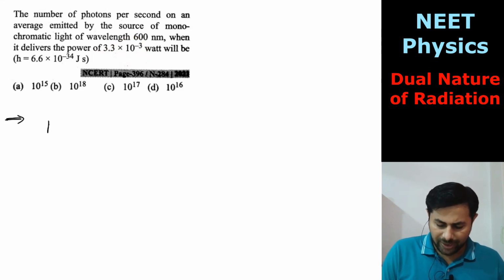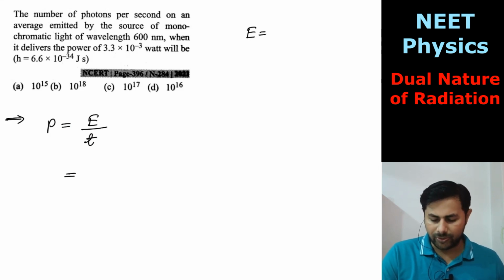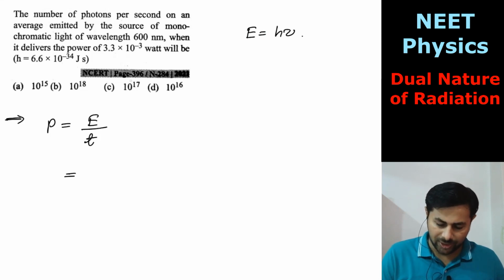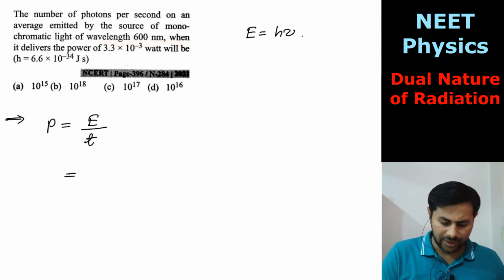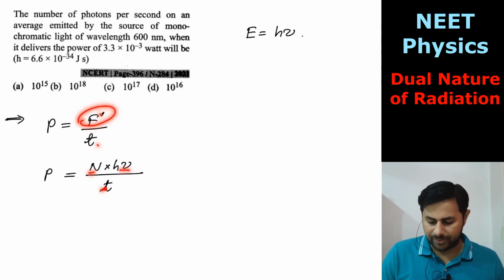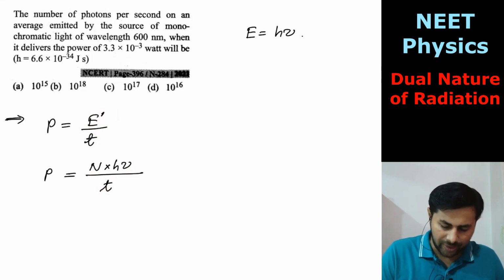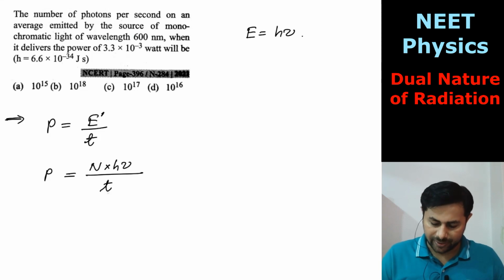Okay, so P is equal to what? We know it's energy emitted per unit time, right? So now energy of one photon is h nu. What would be energy of these n photons? Let's call it E prime. So E prime would be equal to n times h nu. Okay, so power is energy by time. So energy of n photons is n times h nu divided by time t. Here t is just 1 second, because power is given as energy emitted per second.